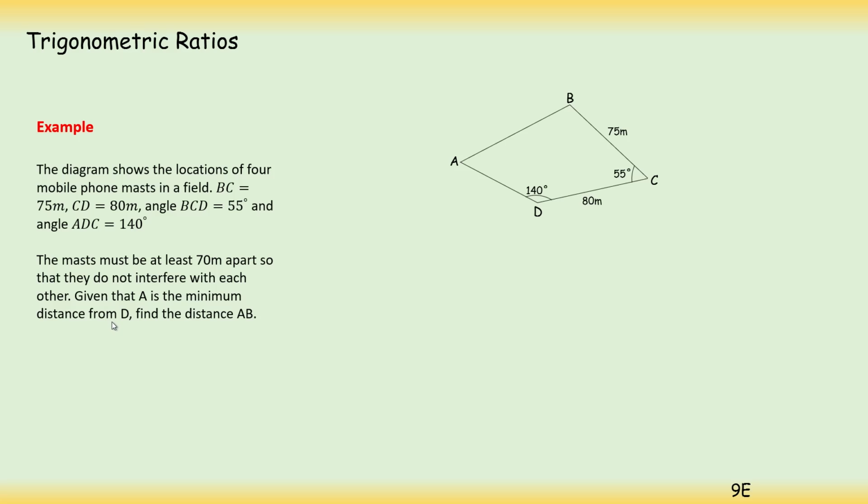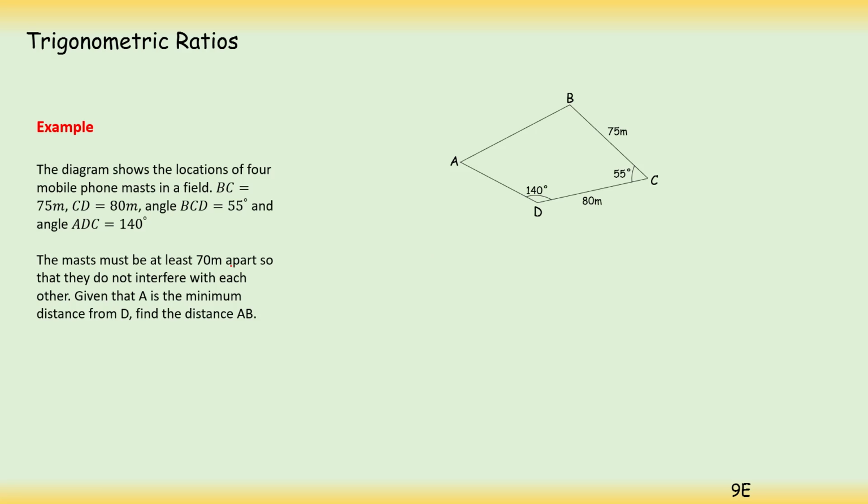Okay, so this is our problem. We've got the diagram on the right hand side, and it's the location of four masts, A, B, C, and D, and they've given us some lengths. Sorry, BC is 75, CD is 85, and the angle BCD is 55, and ADC is 140. Then we're told a little bit of extra information.